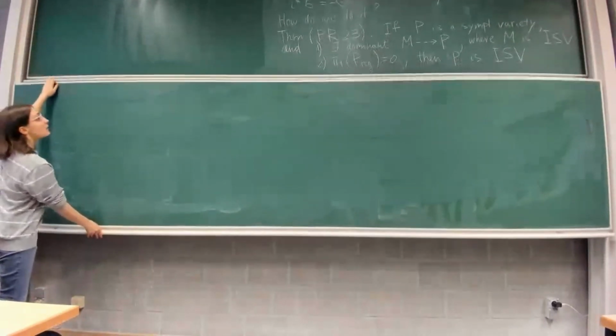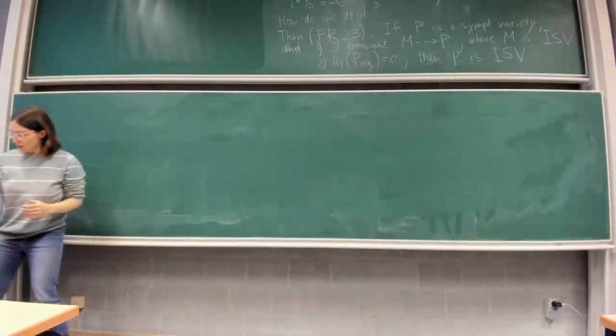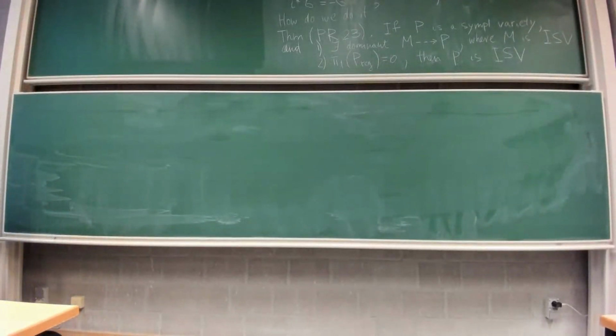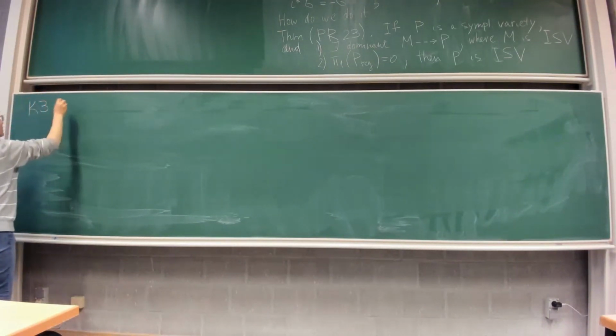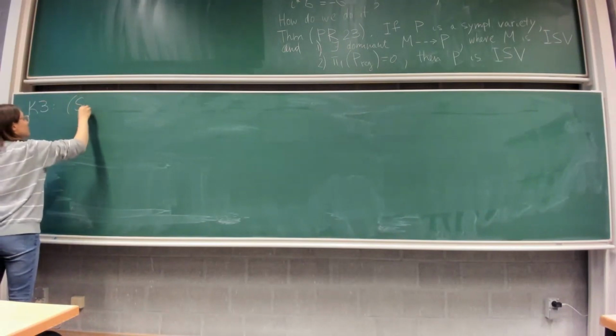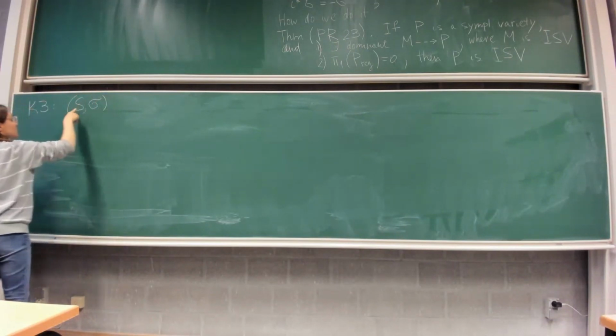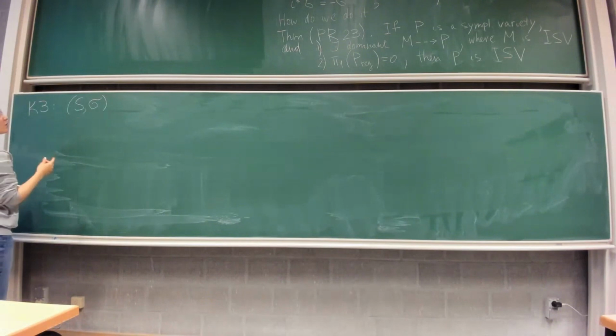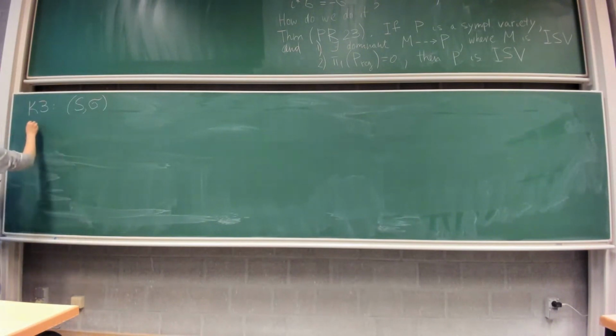I promised I'll give you an instruction, so we'll speed up a little bit this half. So what is the instruction? Well, you have a K3 surface S with sigma the symplectic form of the K3 surface, and we have an antisymplectic involution.